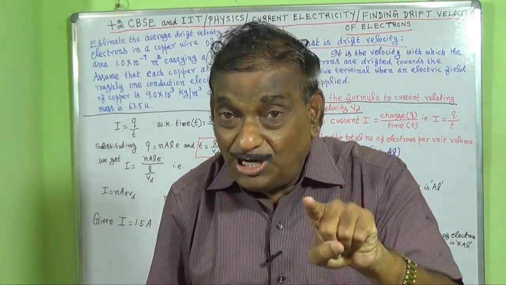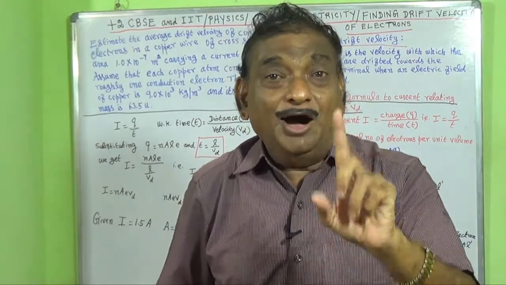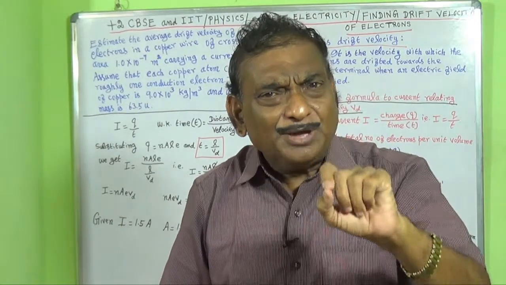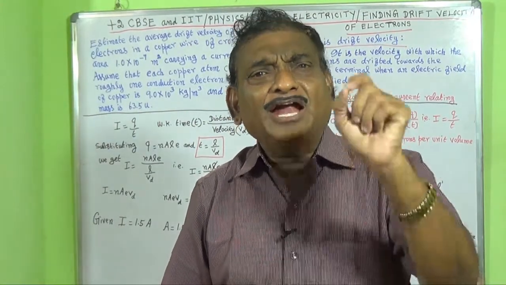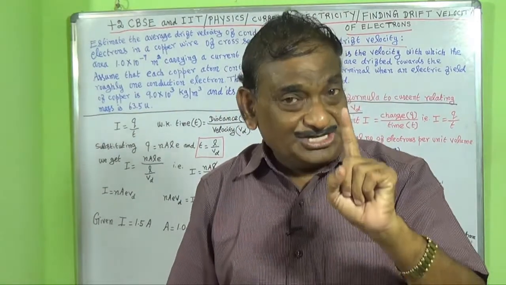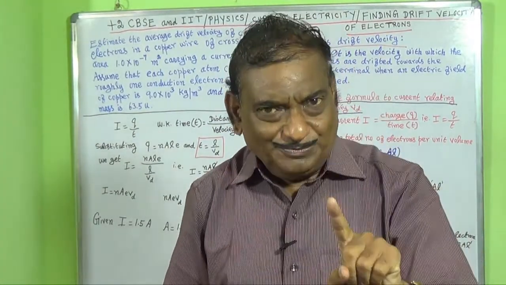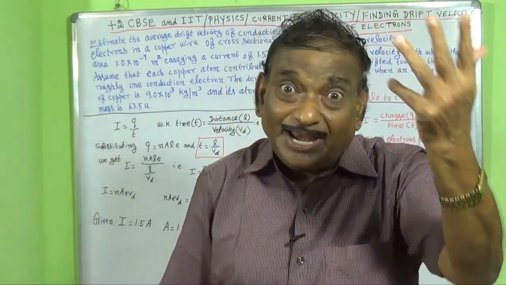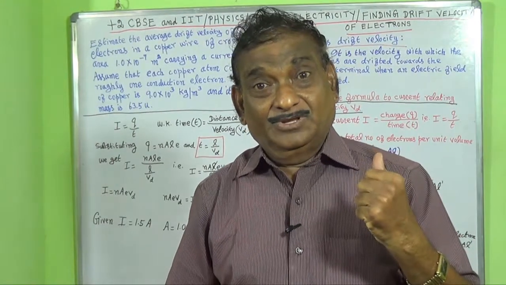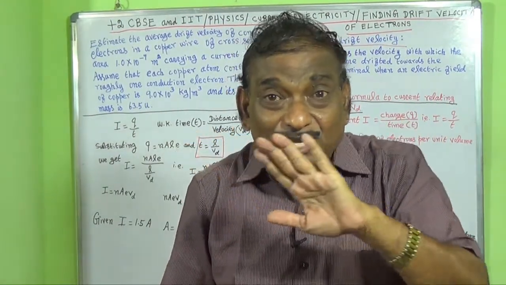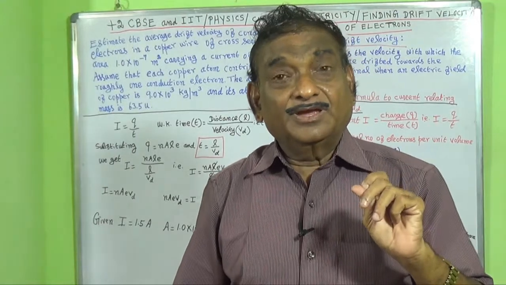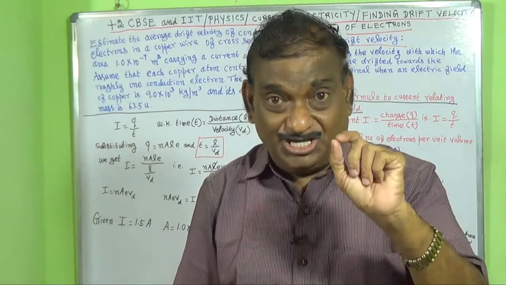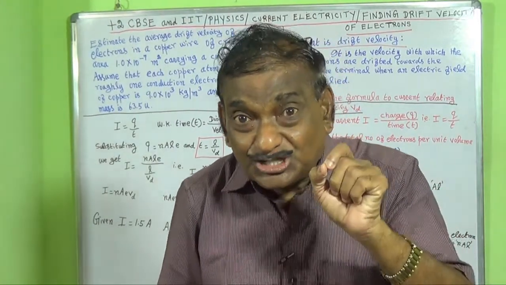At this instance only we will get the average velocity. Then do you know what is the direction of the drift velocity of the conduction electrons? The direction of the drift velocity of the conduction electrons is opposite to the direction of the electric field. So it is not in the direction of the electric field. The direction of the drift velocity of the electrons is towards the increasing potential.